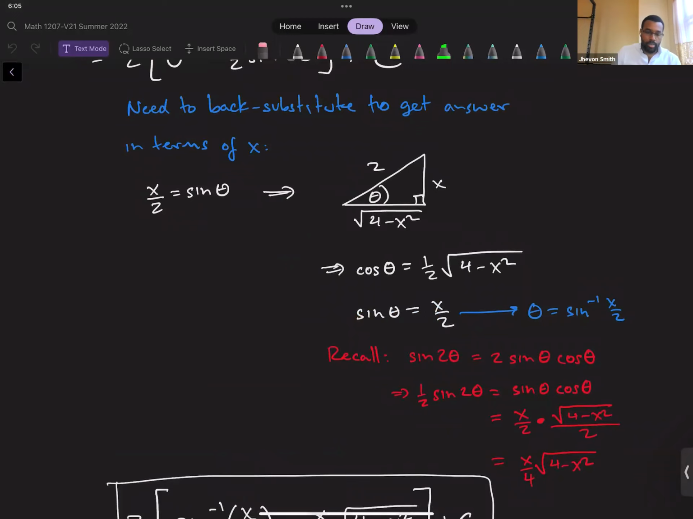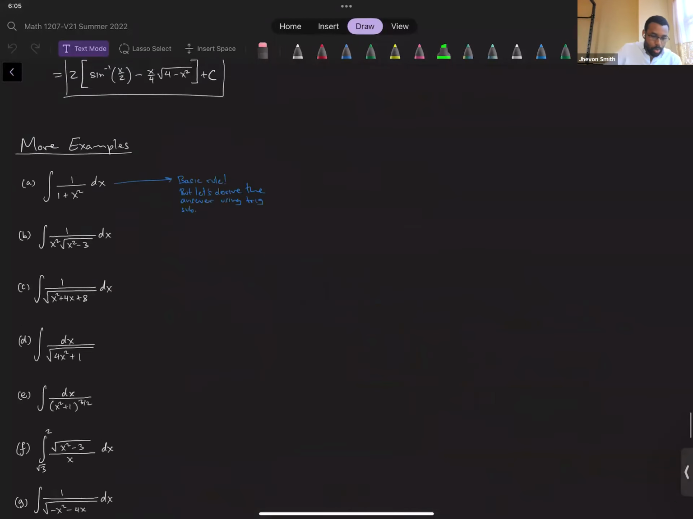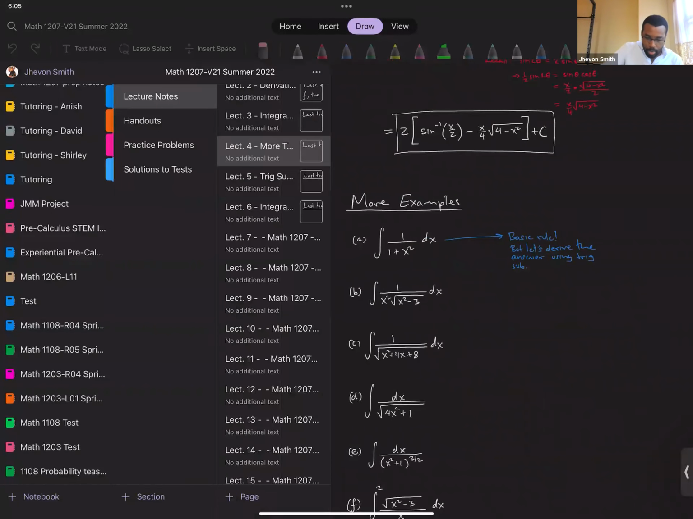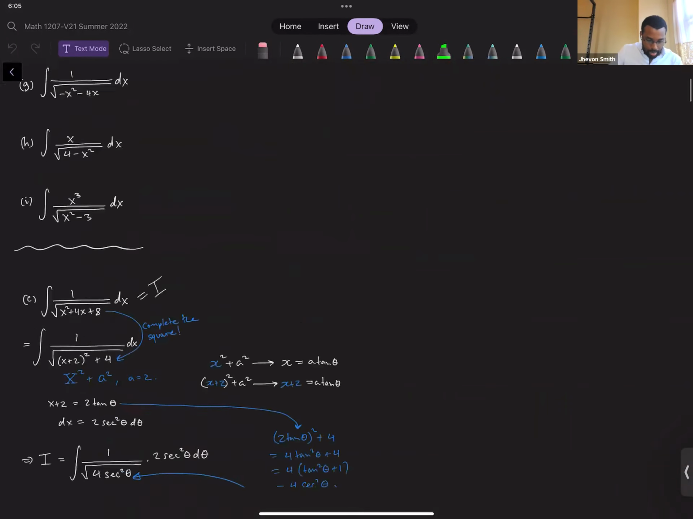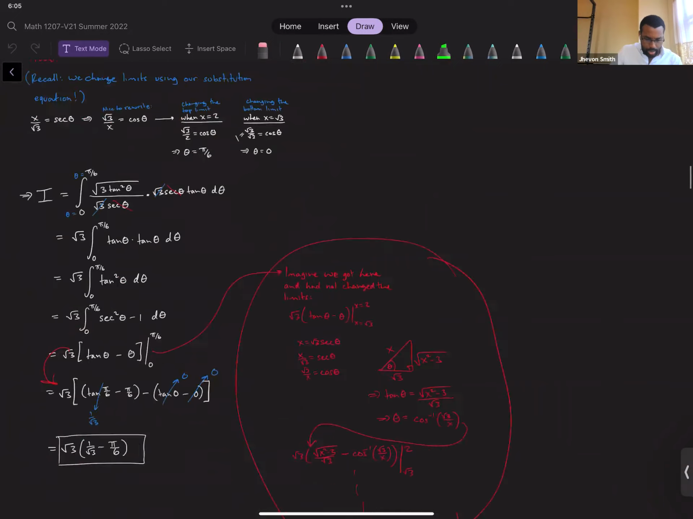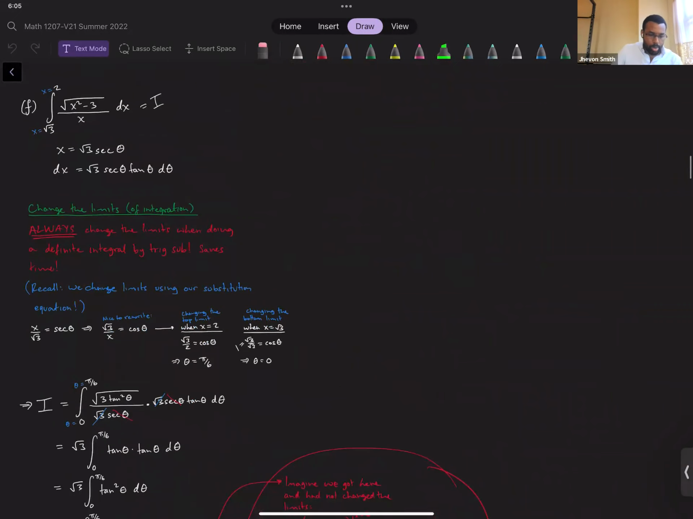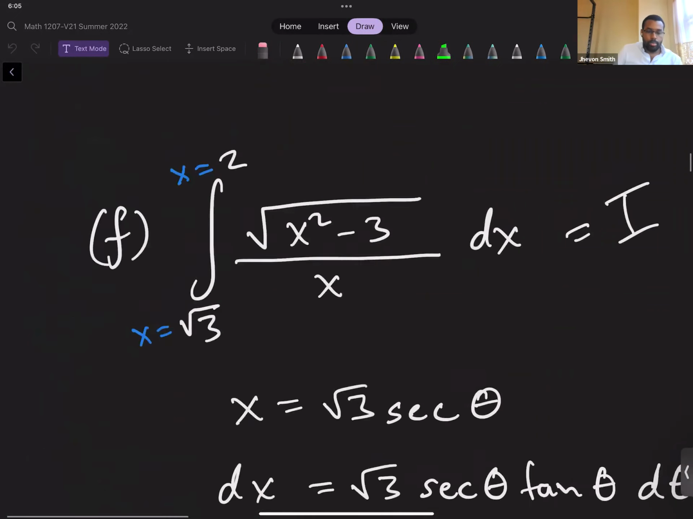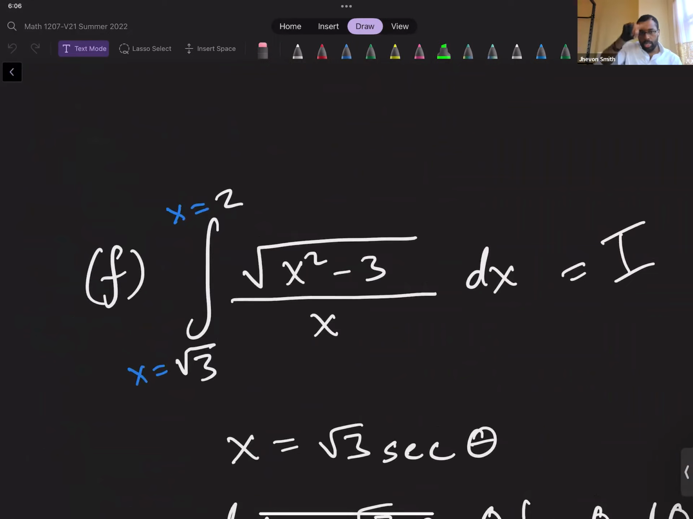One recommendation is, if you're given a definite integral, you don't want to go through the back substitution because that would end up wasting some time. I actually saw that with this example. A definite integral means you have numbers on the limits. In this case, these were radical 3 and 2. These were limits on our integral.